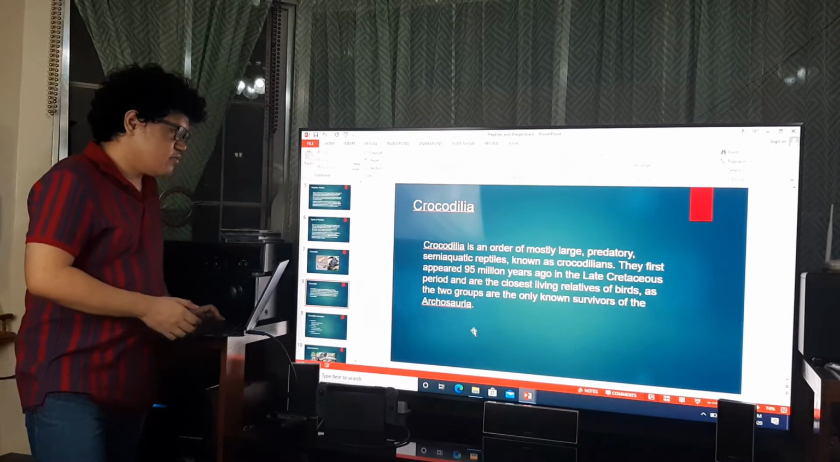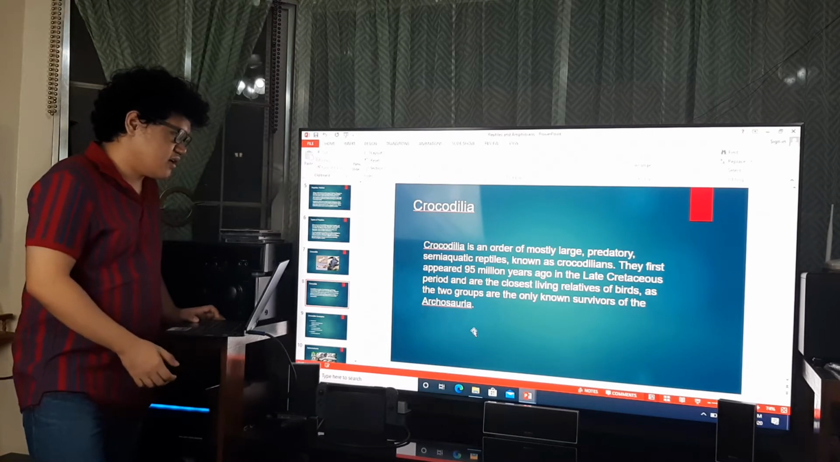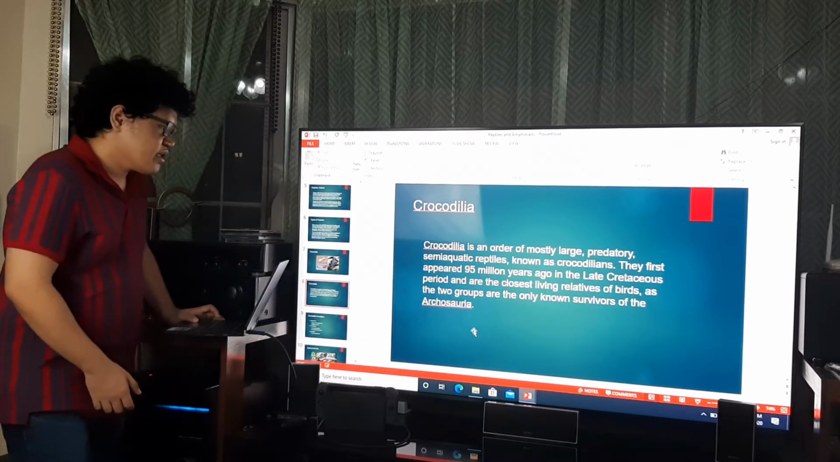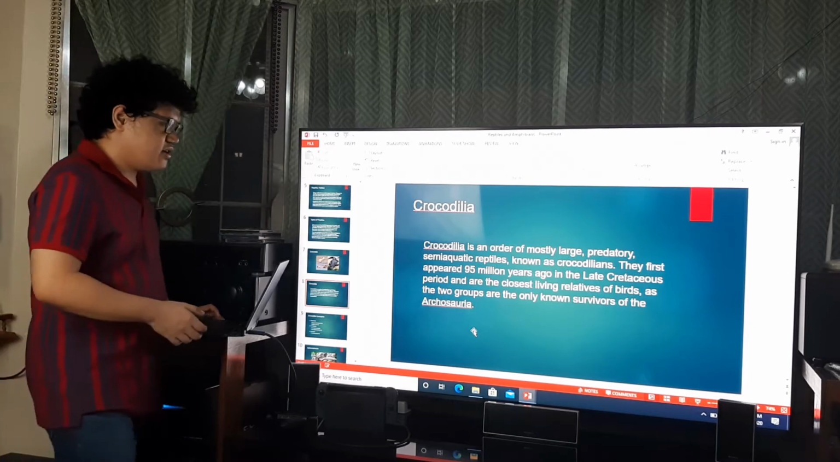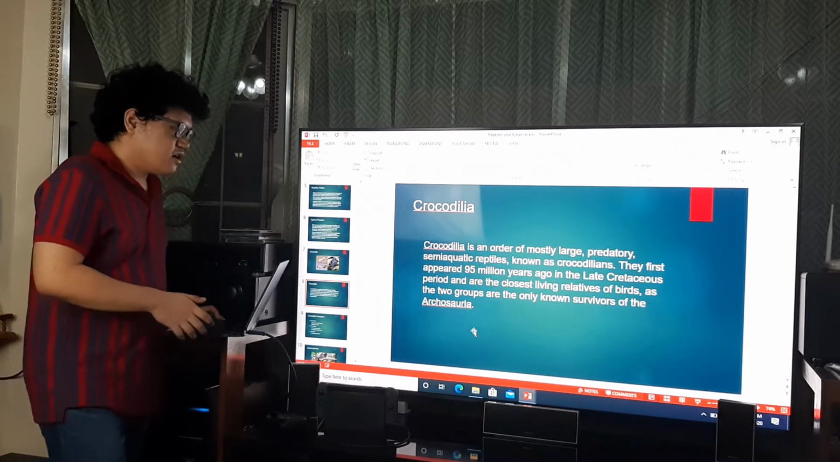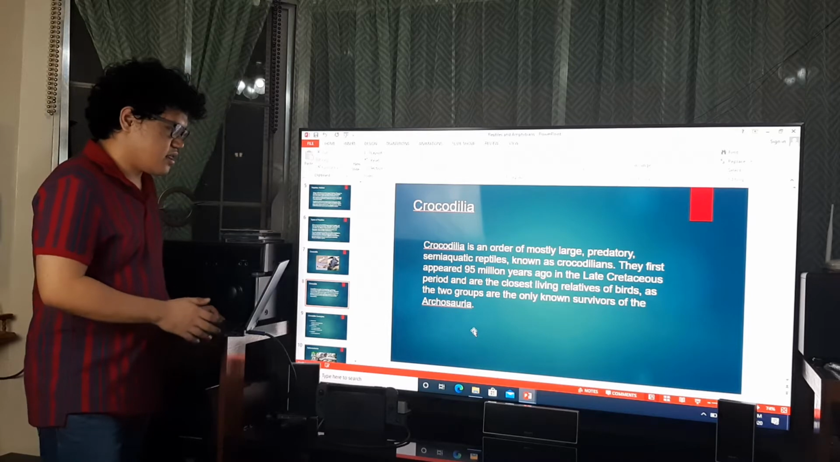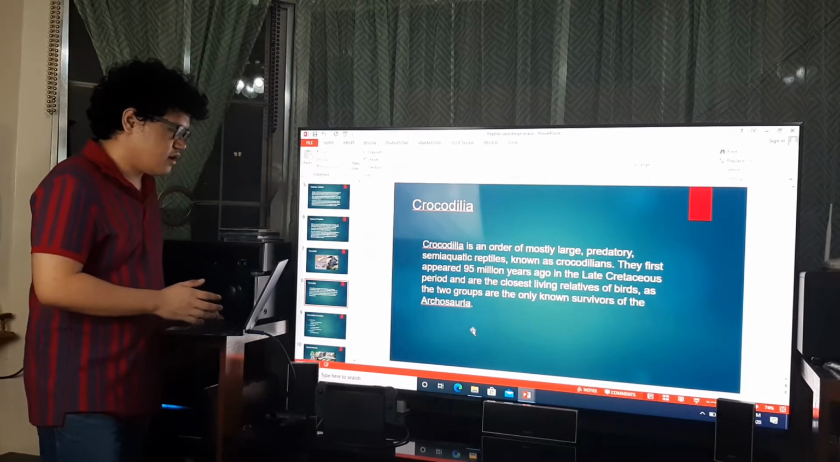Crocodilia is an order of mostly large predatory semi-aquatic reptiles known as crocodilians. They first appeared 95 million years ago in the late Cretaceous period and are the closest living relatives of birds, as the two groups are the only known survivors of the Archosauria.